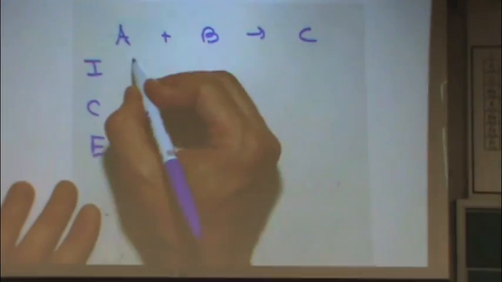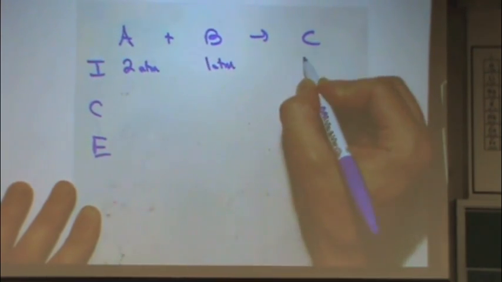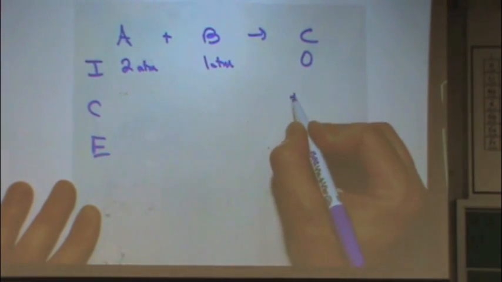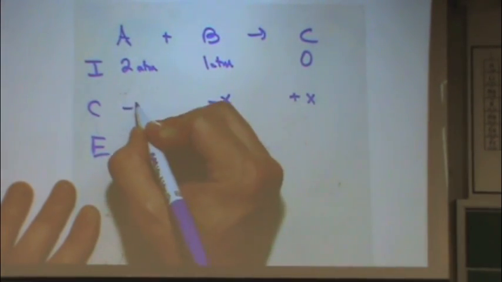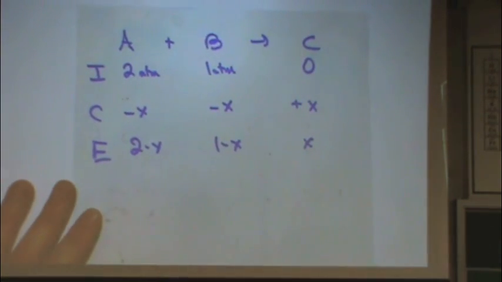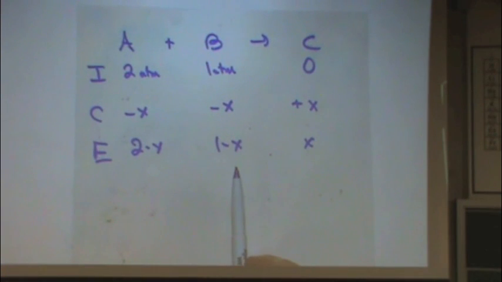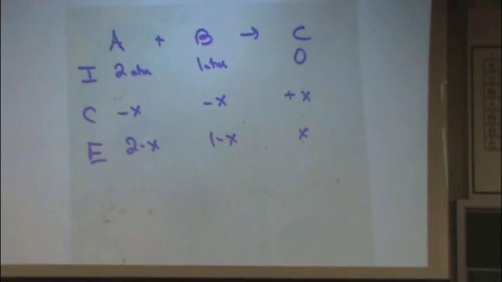Let's say we have A plus B goes to C. Let's say they're all gases. We have I, C, E, this kind of problem here. And let's say this is in units of pressure. So let's say you have 2 atm, 1 atm, and 0. Then you'd go, okay, it's going to shift this way: plus X, minus X, minus X, 2 minus X, 1 minus X, and X. Let's say you have some setup like this. This X would be the partial pressure of C, 1 minus X is the partial pressure of B, and 2 minus X is the partial pressure of A.